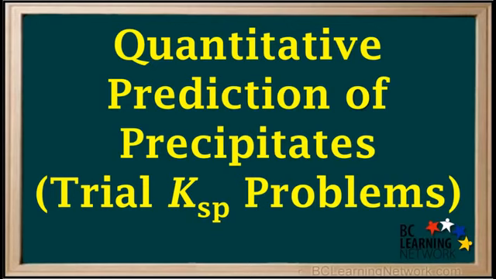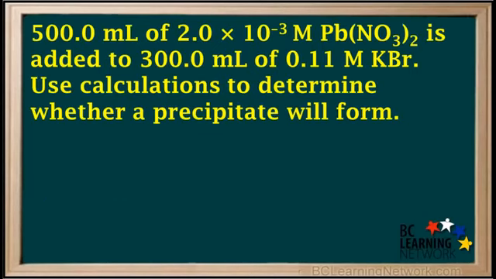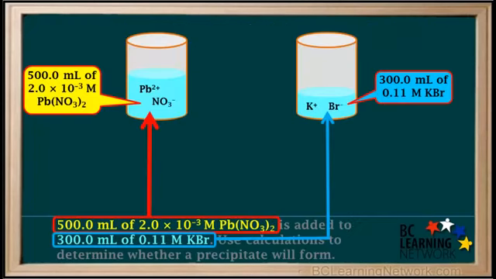We'll show you how to predict whether a precipitate will form when two solutions with given concentrations and volumes are mixed. We'll do this by going through an example. We're given that 500 milliliters of 2 times 10 to the negative third molar PbNO3 is added to 300 milliliters of 0.11 molar KBr, and we're asked to use calculations to determine whether a precipitate will form.